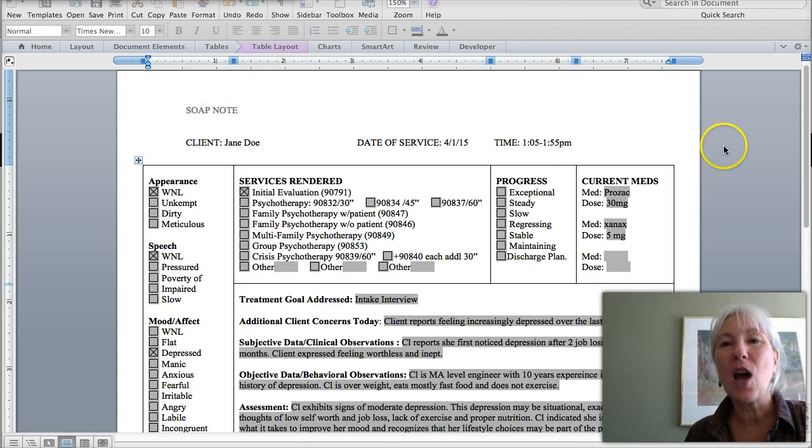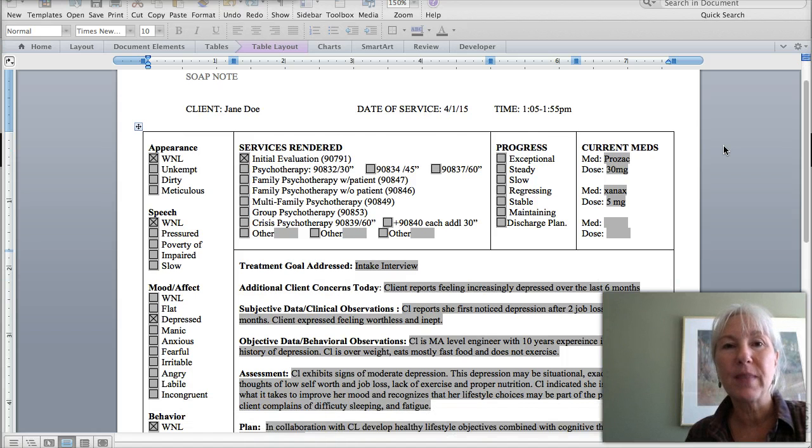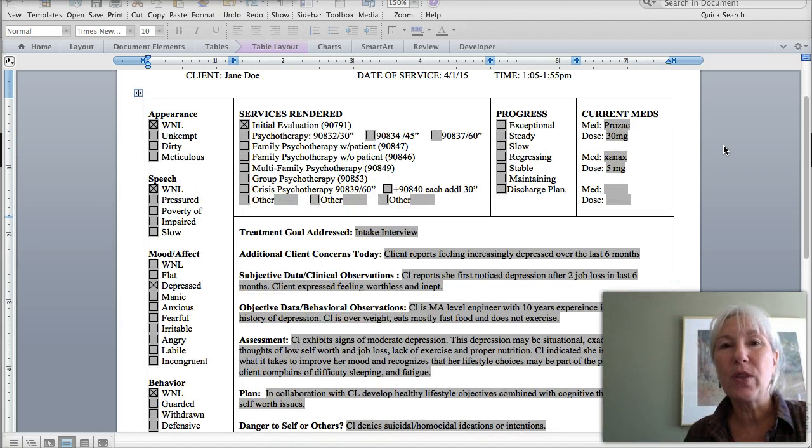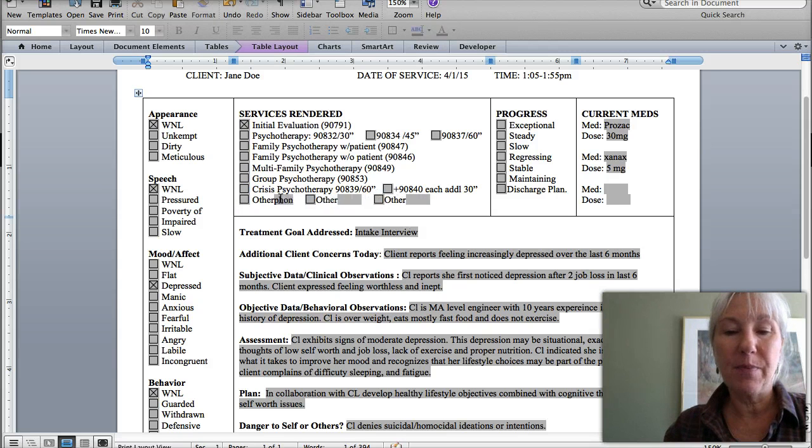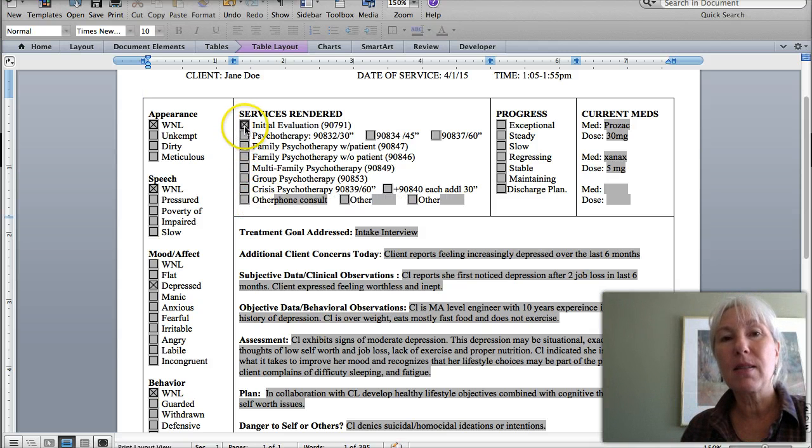This soap note is an automated form. It's created in Microsoft Word. And I'm going to go over it real quick with you. It's not just the form, but the format. Just so you know, the boxes just expand. You can just type right into them. You can click the box to indicate what service, progress, write in current meds.